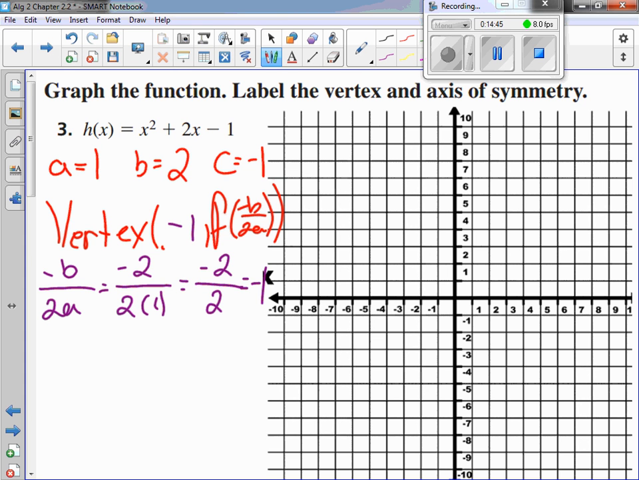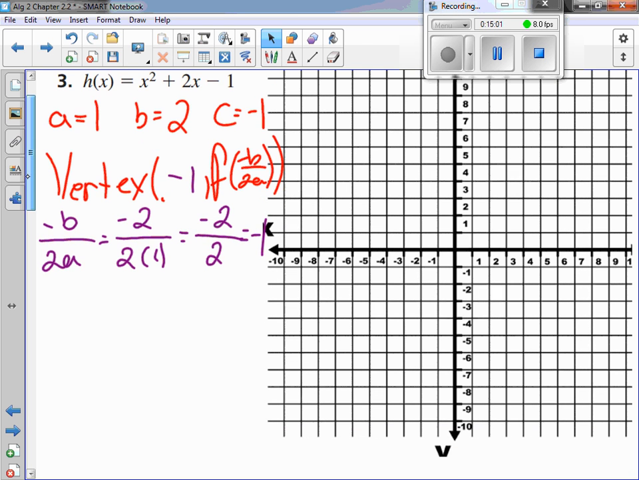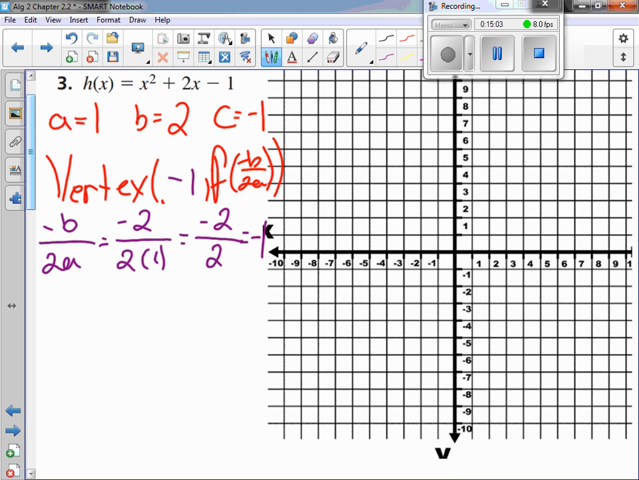Now, if you're wondering, will the vertex always be 1 and negative 1? Well, no. As we saw in some of the ones yesterday, they weren't just 1 or negative 1. We can have any number. It can be fractions, decimals, whole numbers. We can have irrational numbers. But here it worked out to be negative 1.